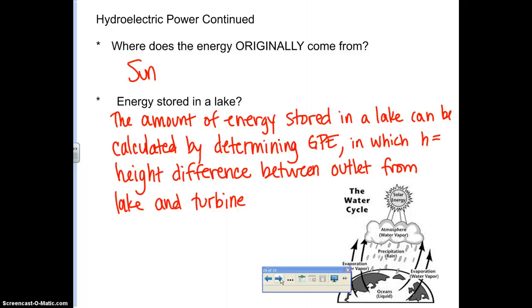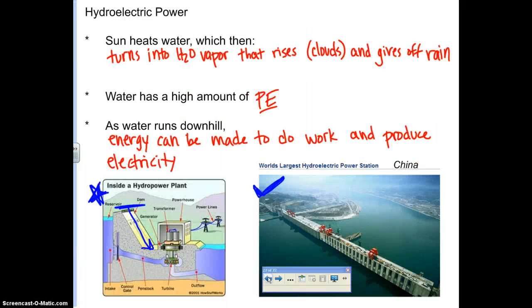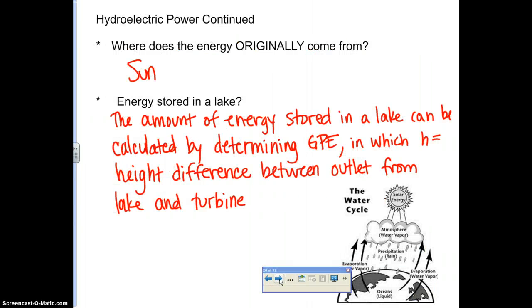Where does the energy originally come from? Well, the sun, of course, because that's what's going to heat up the water to make it rise. The amount of energy stored in a lake can be calculated by determining the gravitational potential energy, your GPE, right? Because if we go back here, it says that the water has a high amount of potential energy. So the amount of electricity that can be generated from this lake is really what we're talking about here.